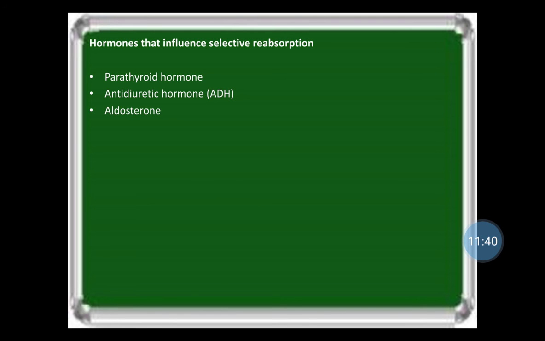Then aldosterone, which is secreted by the adrenal cortex, increases the reabsorption of sodium and water and the secretion of potassium. Then atrial natriuretic peptide, which is secreted by the atria of the heart, causes a decrease in the reabsorption of sodium and water from the proximal convoluted tubule and the collecting duct.